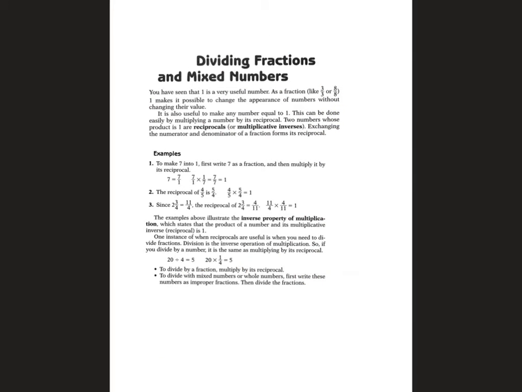For dividing fractions and mixed numbers, remember your fractions have to be improper fractions. You cannot have mixed numbers when you're dividing fractions either. So turn any mixed number into an improper fraction, then keep, change, flip, which means keep the first fraction, change the operation to multiplication, flip the second fraction, or take the reciprocal of the second fraction.